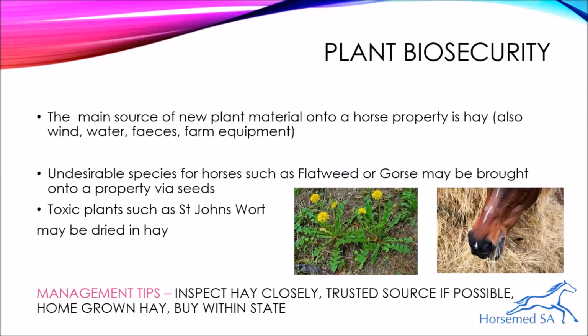We're thinking about a couple of different things. We might get undesirable species. So here you've got your flatweed. Again, I would do a poll if I could talk to you, but I'm sure many of you know what disease this is linked to. It's Australian string halt. So that disease where horses have that really high stepping gait, that's caused by flatweed, things like gores, and you could also bring on toxic species of plants as well. So very important to think about that hay. Now, tips for that, obviously inspecting the hay, a trusted source is good, or growing it at home and potentially buying it within state if possible.